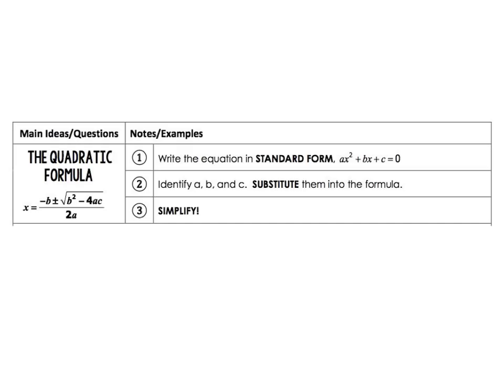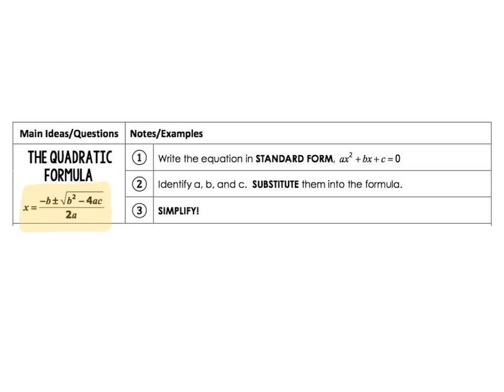Alright, so the quadratic formula. The quadratic formula is this formula right here. So the quadratic formula is that x equals negative b plus or minus the square root of b squared minus 4ac all over 2a. All right, now in order to use the quadratic formula, there's steps we need to take.